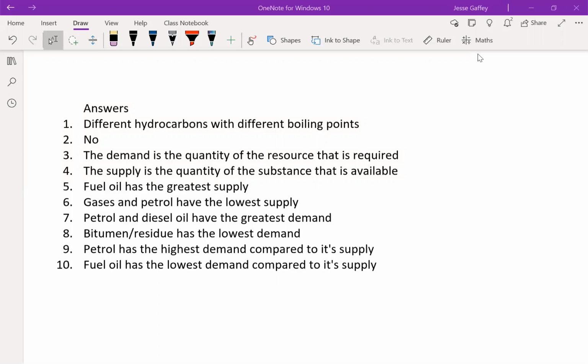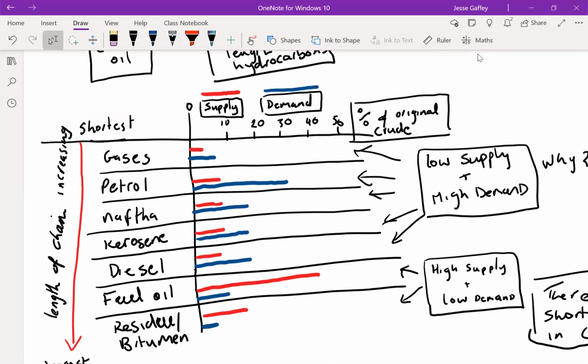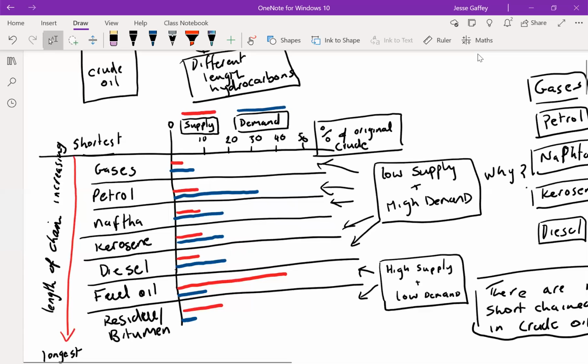In the next lesson, we're going to learn about one of the issues with that. Hopefully, if you remember, I'm just going to flick back up to the graph. The highest demand is for petrol. So in the next lesson, we're going to be looking at petrol, and how we might go about solving this issue, that the demand is way higher than the supply. So I will see you in the next video.